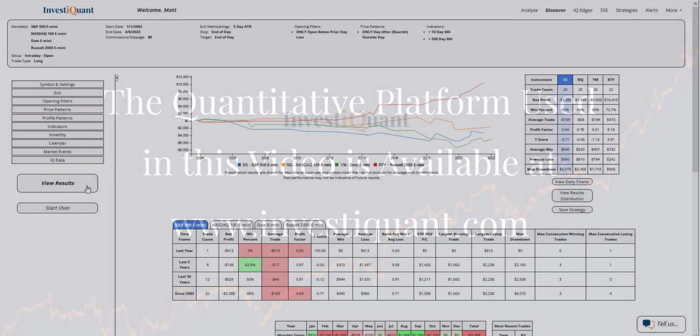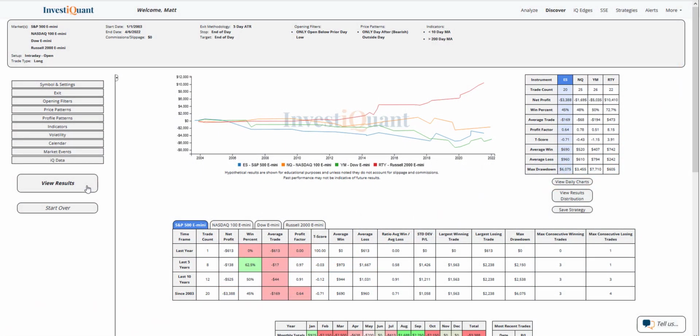And here we go. These are the results based upon entering the market long at 9:30 a.m. Eastern Time, exiting at 4:15 p.m. Eastern Time when you open below the prior day low, and the prior day had a bearish outside day that closed below a 10 but above a 200-day simple moving average. Historically, the S&P has 20 samples, the NASDAQ 25, Dow 26, Russell 22.